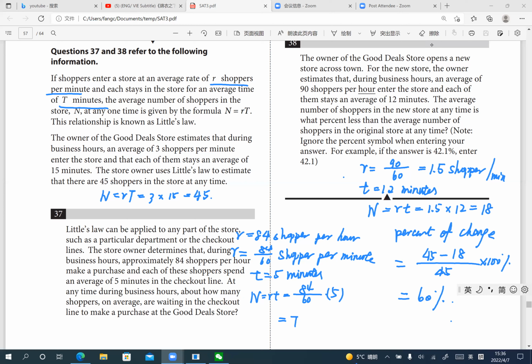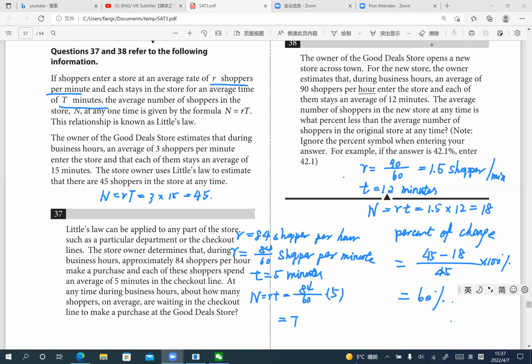Question 37. Little's law can be applied to any part of the store, such as a particular department or the checkout lines. The store owner determines that during business hours, approximately 84 shoppers per hour make a purchase, and each of these shoppers spends an average of 5 minutes in the checkout line. At any time during business hours, about how many shoppers on average are waiting in the checkout line to make a purchase at the Good Deal store?